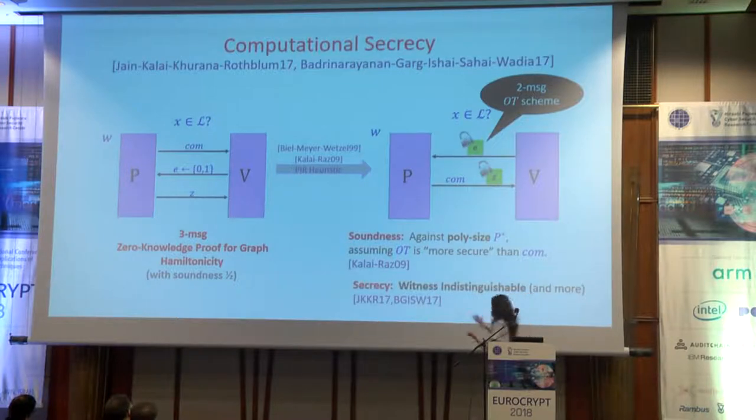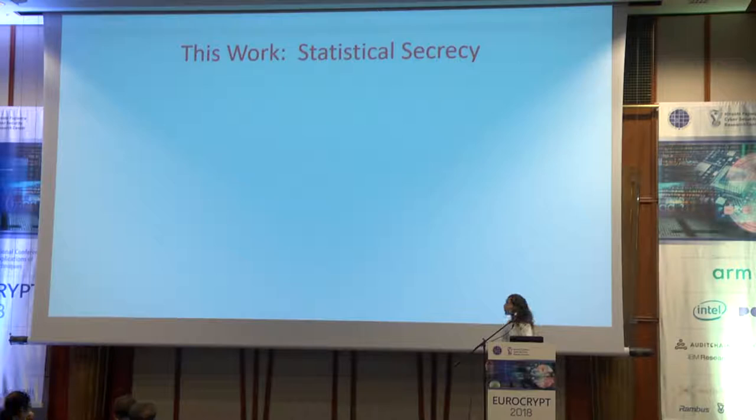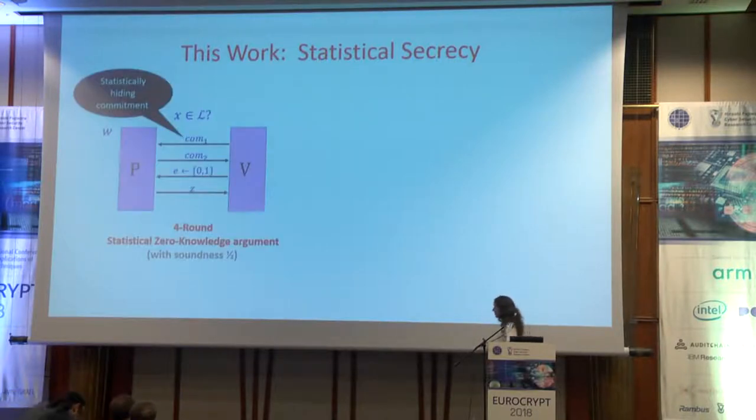How about secrecy? Well, we work hard to show that it's also secret. So we get WI, secrecy, and more. But again, this was all computational. Now let's go to the statistical setting, which is the starting point of this work. So again, we want to get statistical secrecy.